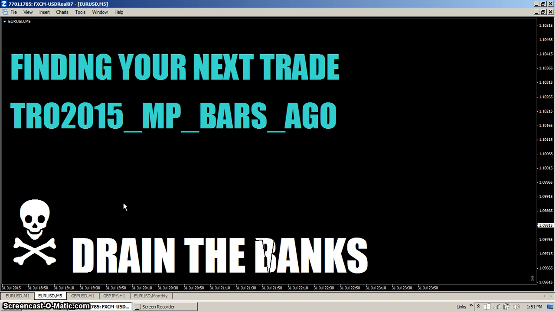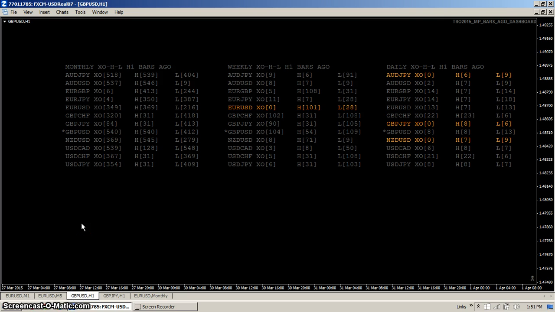TRO2015 MP bars ago. MP stands for multi-pair. Well, if you received my latest batch of donational indicators, you will have seen this one, the dashboard. It's based on the indicator TRO 2015 MP bars ago, which highlights different trading opportunities.